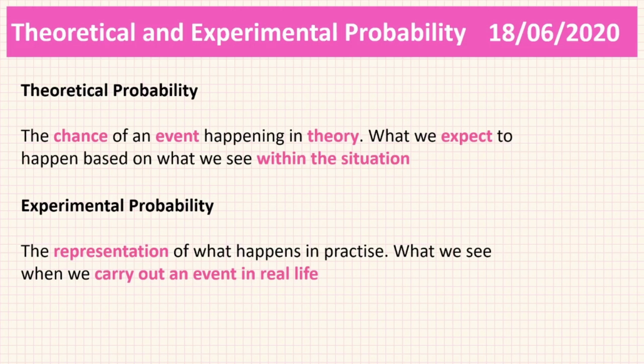So for example, flipping a coin, rolling a dice, what we expect to happen. If you flip a coin, we know there's only two options, and we know that tails is one of those two options, so the theoretical probability is a half, and so on.